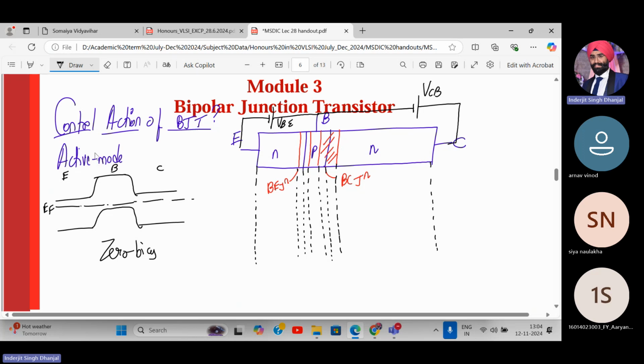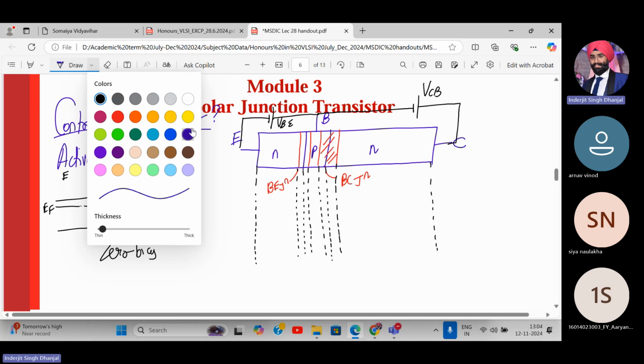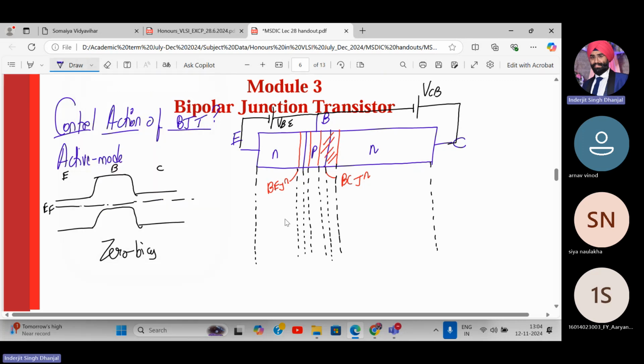Now, what happens in the active mode? Can you tell me? Amplification. Sorry, what did you say? No, I didn't get you. VBE we apply and VCB we apply. So what will happen to the BJT energy band diagram?